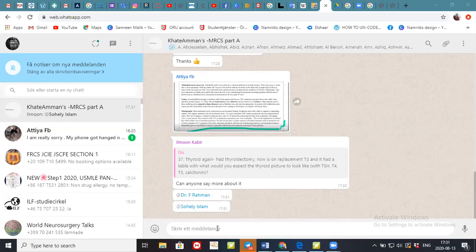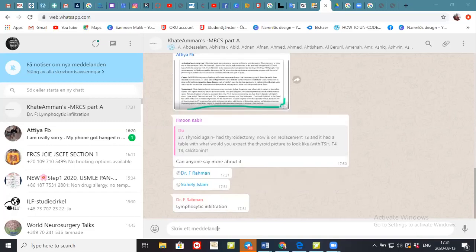In Hashimoto's, is there lymphocytic infiltration? Yes, lymphocytic infiltration, sorry. Yes, this is what I wanted to ask you. And there is some antibody. Yes, thyroid peroxidase antibody in Hashimoto's. And in case of cancer, thyroglobulin antibody.